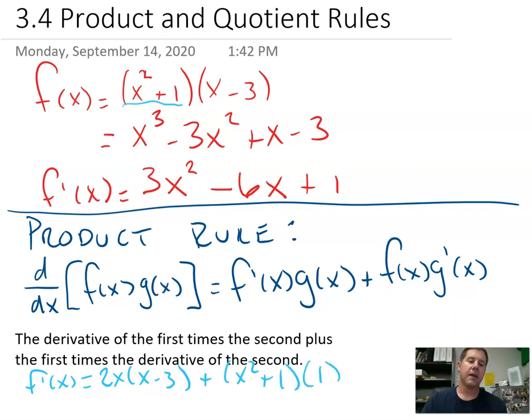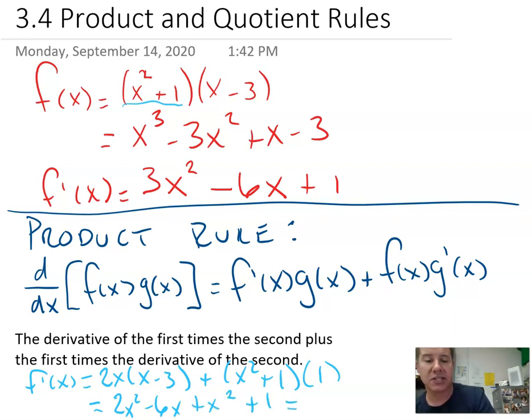In this case, if you just gave me this problem, I probably would have double distributed the way we did and then used the power rule. You see, I have to distribute here anyway. But if I do this, 2x squared minus 6x plus x squared plus 1, you can still see that we're going to get to 3x squared minus 6x plus 1. I still get the same derivative, just using a different method.